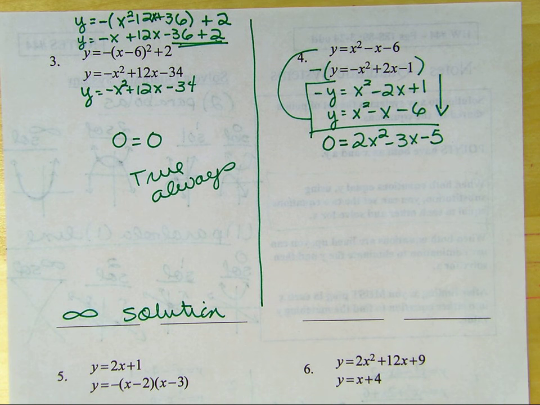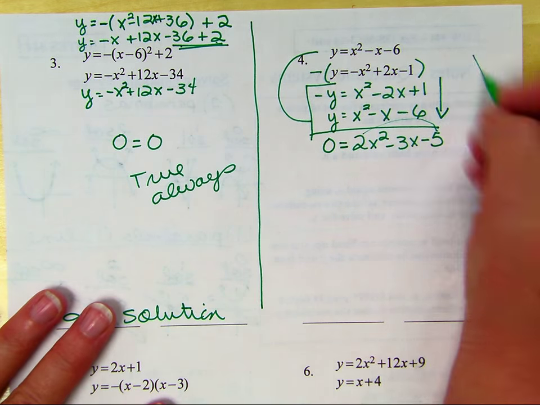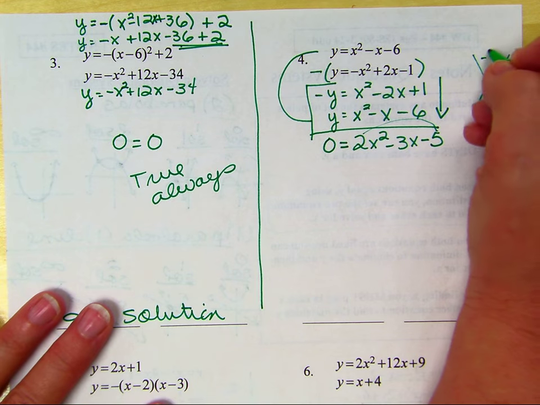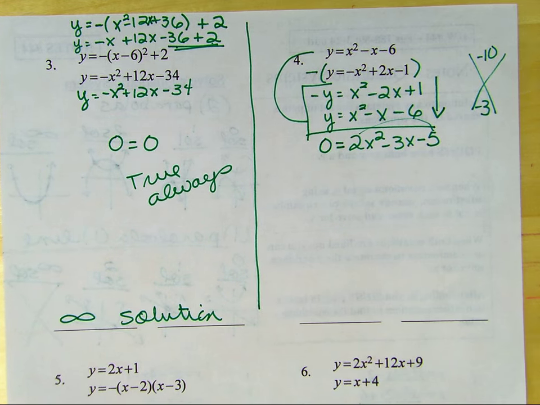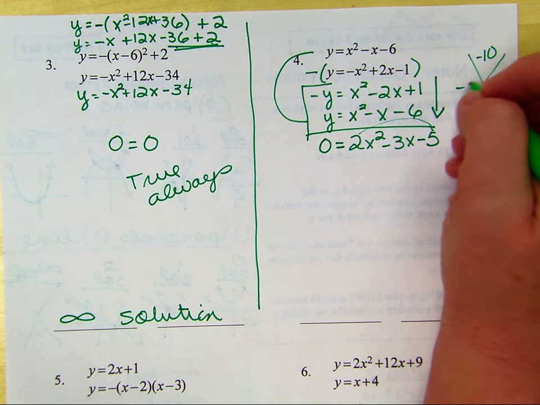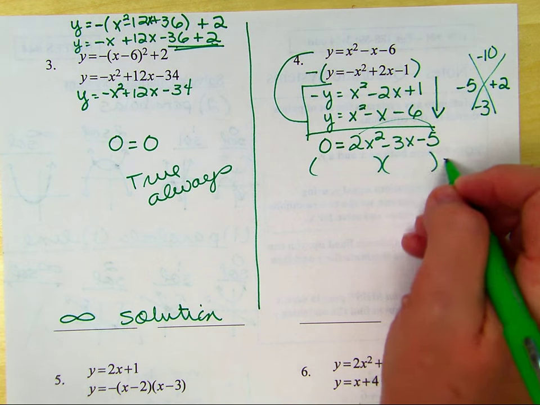All right, we can't divide in order to simplify that 2 at the beginning. So remember, we're going to multiply 2 times negative 5. What are the factors of negative 10 that combine to be negative 3? 2 and negative 5. Negative 5, positive 2. So we've got 2 parentheses equals 0.